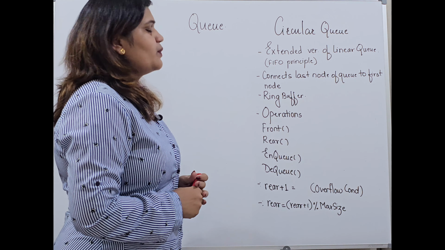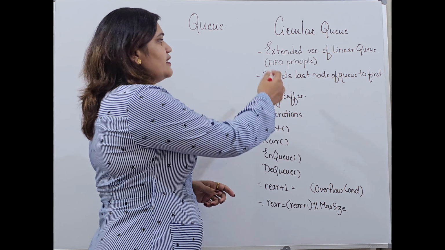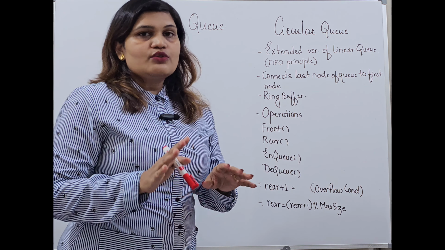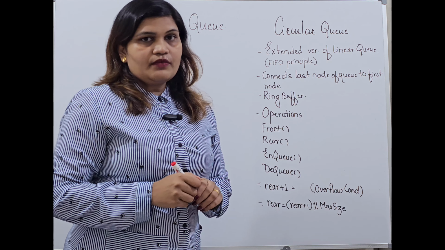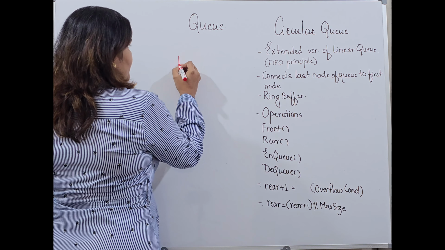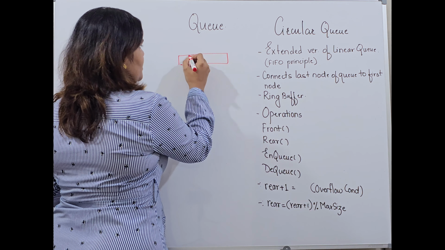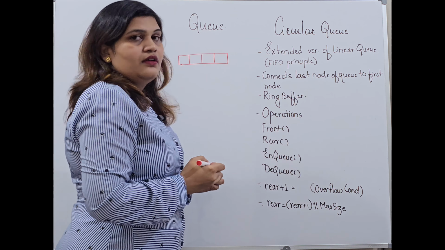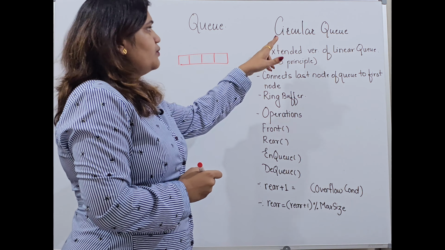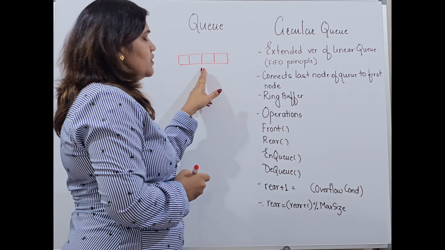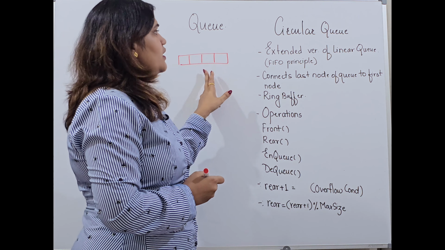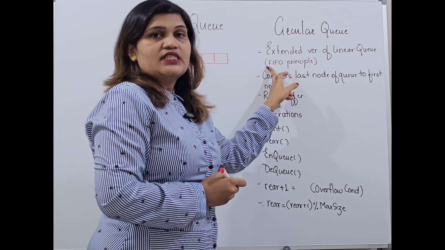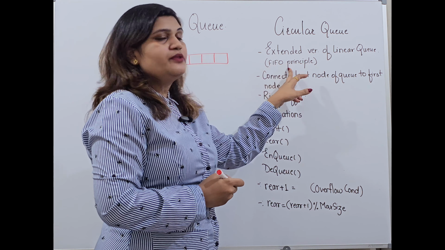The very first pointer we start with is extended version of linear queue. So we already know our queue concept, right? Queue would be represented something like this if you remember. Linearly stored values. Okay, so our circular queue is going to be an extended version of a queue. FIFO principle, first in first out principle.